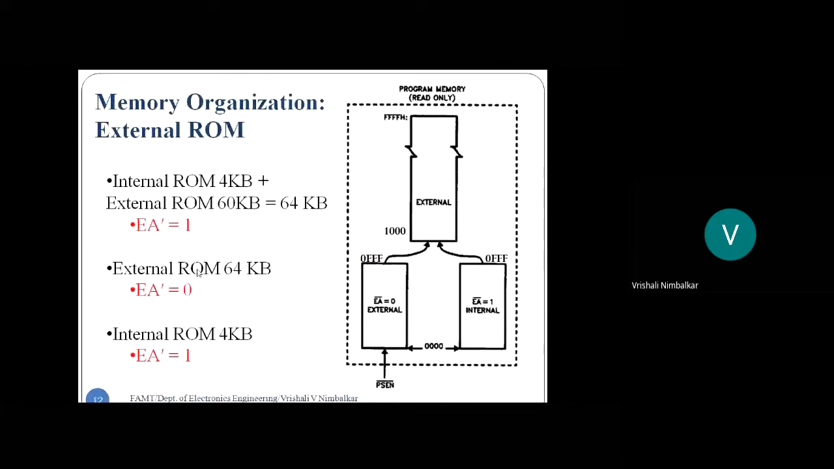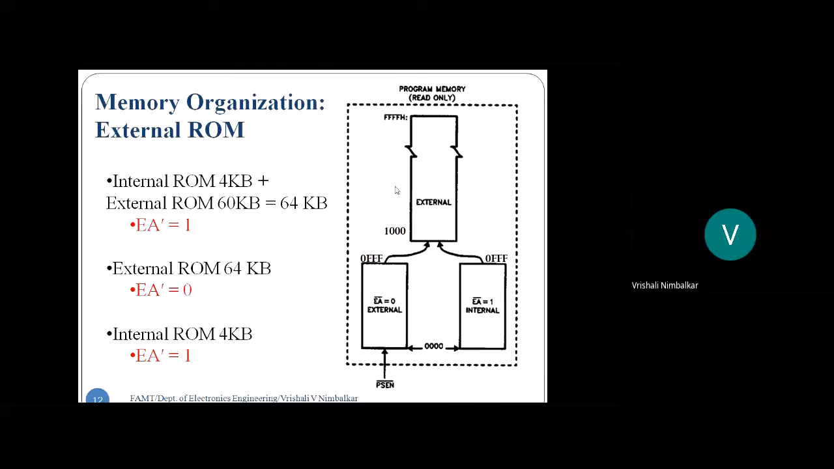Now we will look into external ROM and external RAM memory interface. Right, the earlier was internal RAM 128 bytes and internal ROM 4 KB. Now we will look at the external ROM memory interface. So what all options are available to interface external ROM is what we will see.